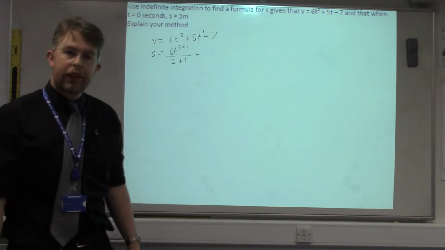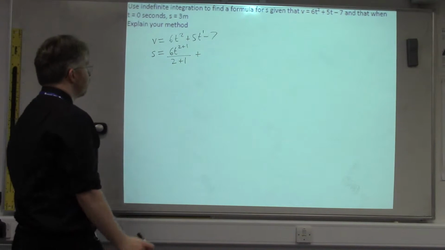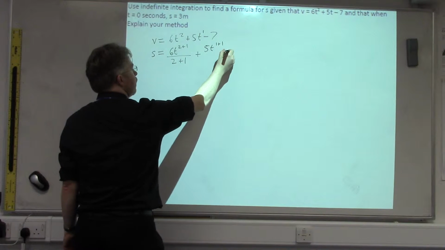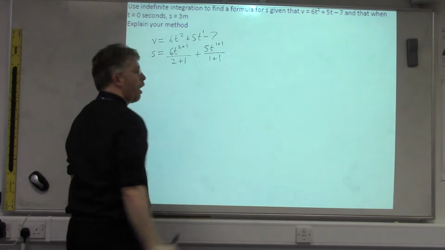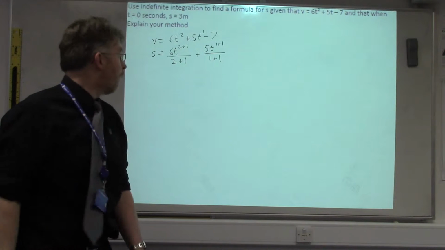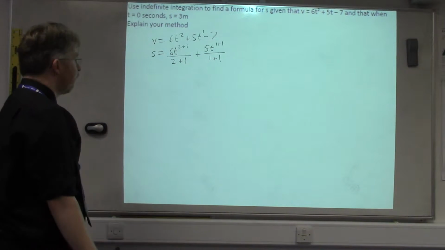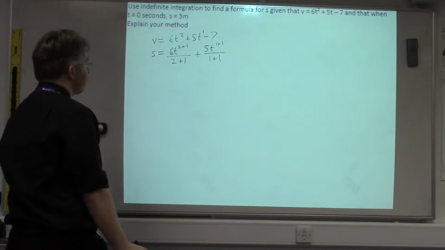Then we move to the next one, 5t. We can think of that as t to the power of 1. So we can add 1 to the power and divide by the new power. So 5t to the 1 plus 1 all over 1 plus 1. We will simplify in the next line.